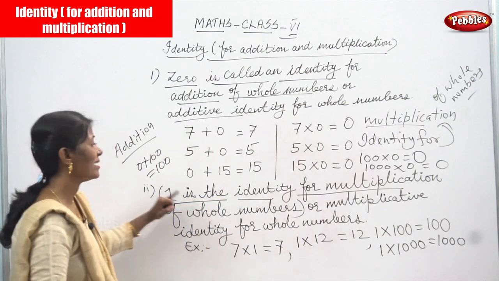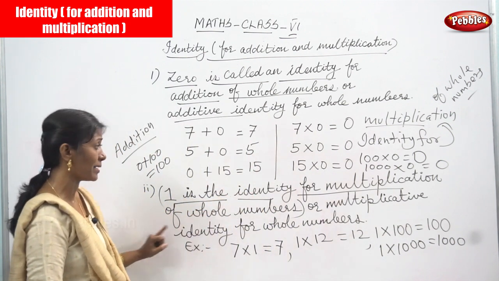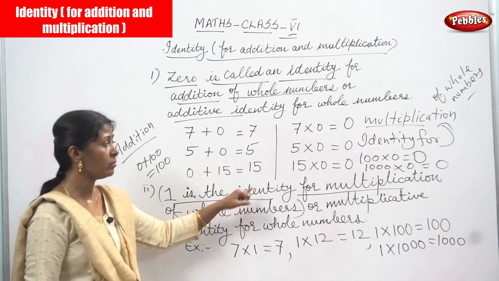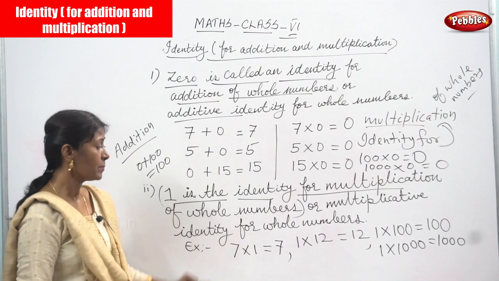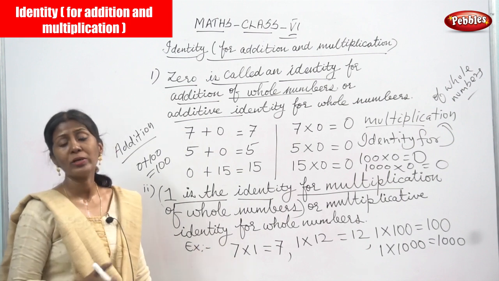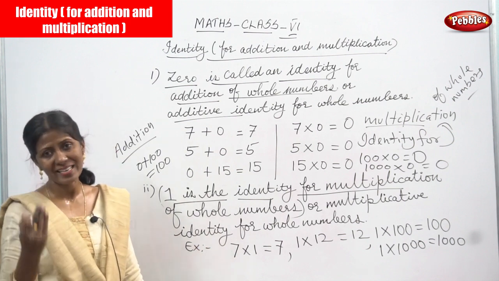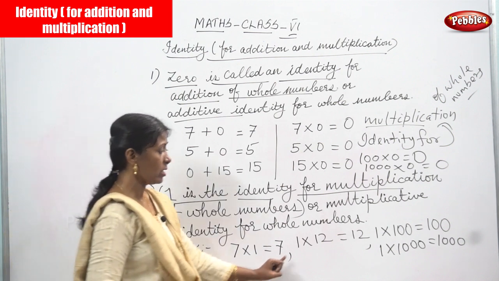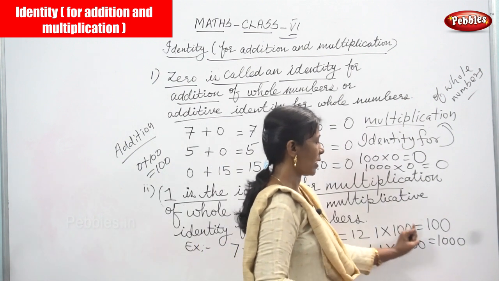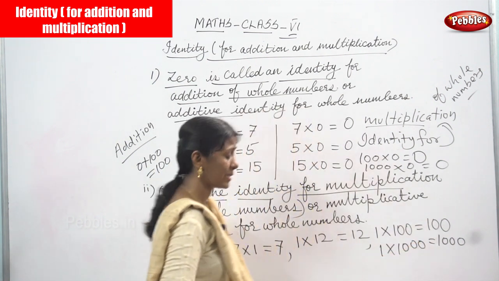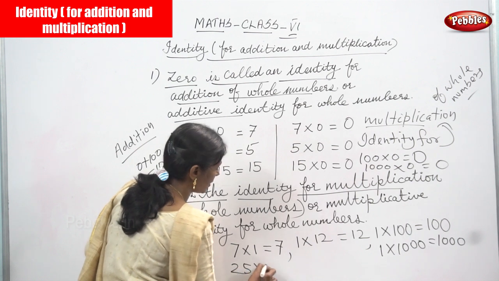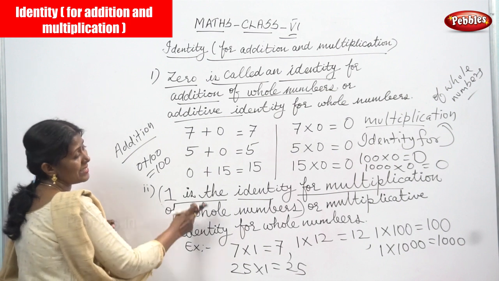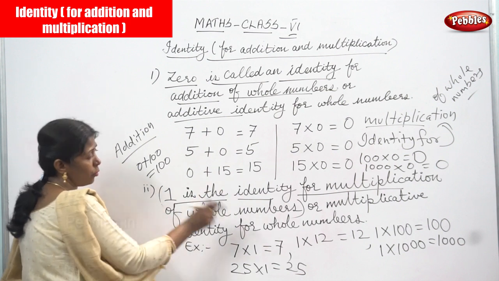That is why 1 is the identity for multiplication of whole numbers. I'll repeat once again. What is the meaning? You can take any whole number, multiply by 1, and you get the same number. For example, 7 into 1 is 7, 1 into 12 is 12, 1 into 100 is 100, 1 into 1000 is 1000, and 25 into 1 is 25. So this is the second rule: 1 is the identity for multiplication of whole numbers.